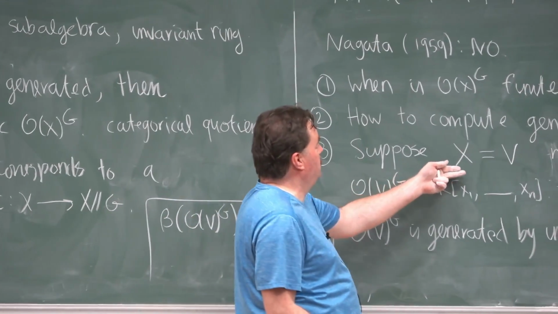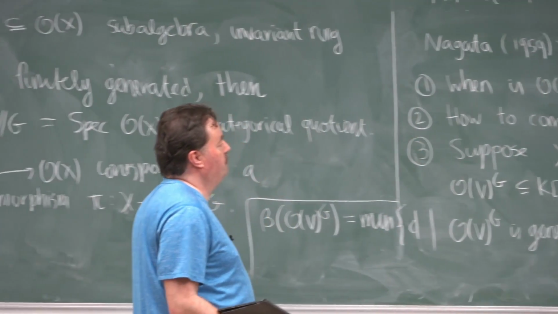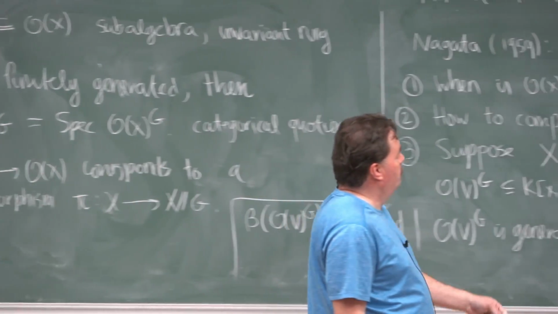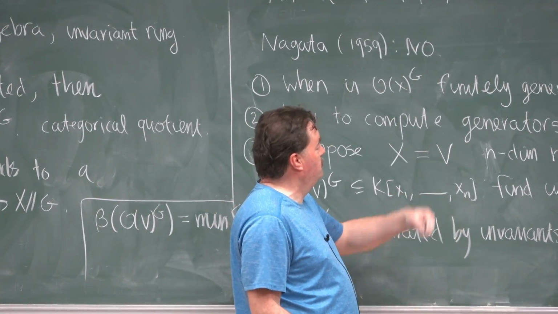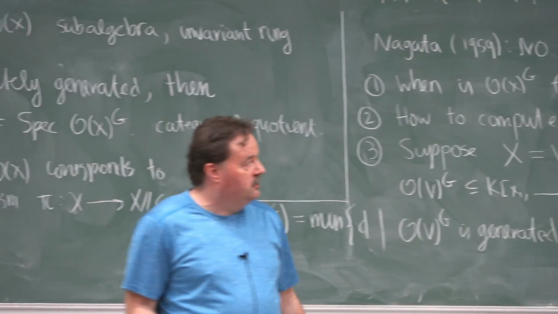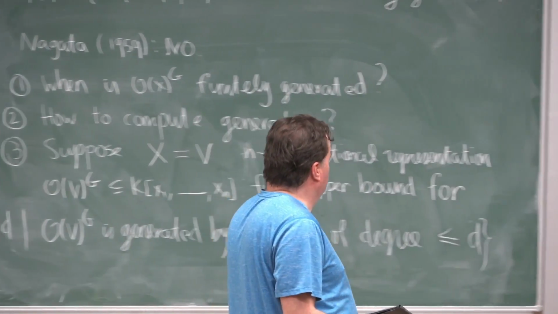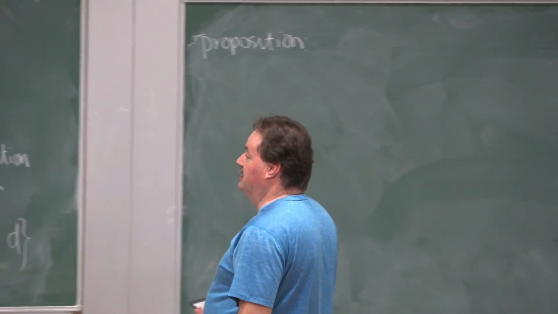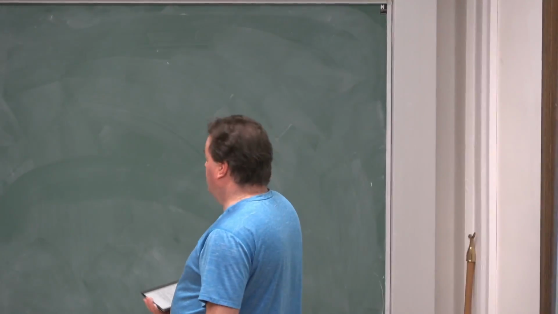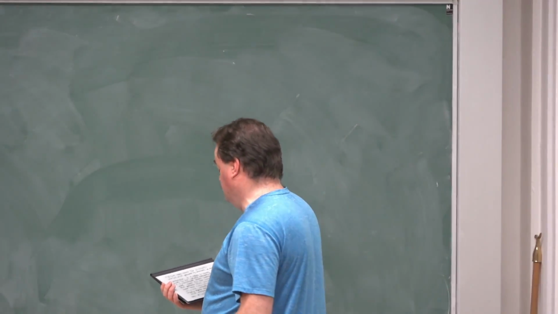There's the general case where X is an arbitrary affine G variety. And there's the special case where you actually have a vector space and the group acts linearly. In some cases, we can reduce the general case to the special case, which is easier to deal with. And that uses the following proposition.